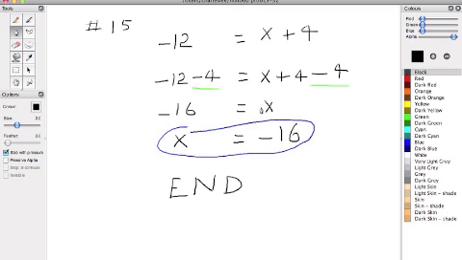Now, when we have the variable on the right-hand side as shown, we can just swap that around. We can place the x on the left side and the minus 16 on the right side, which is conventional algebraic notation where we have the isolated variable on the left-hand side. Again, that variable x is equal to the value of minus 16. So that's our solution. End of this problem set.